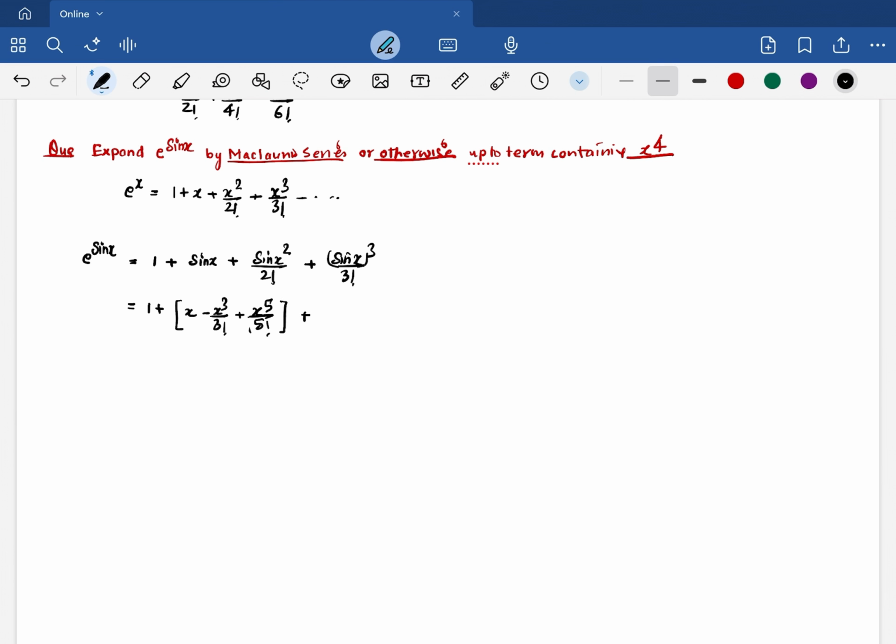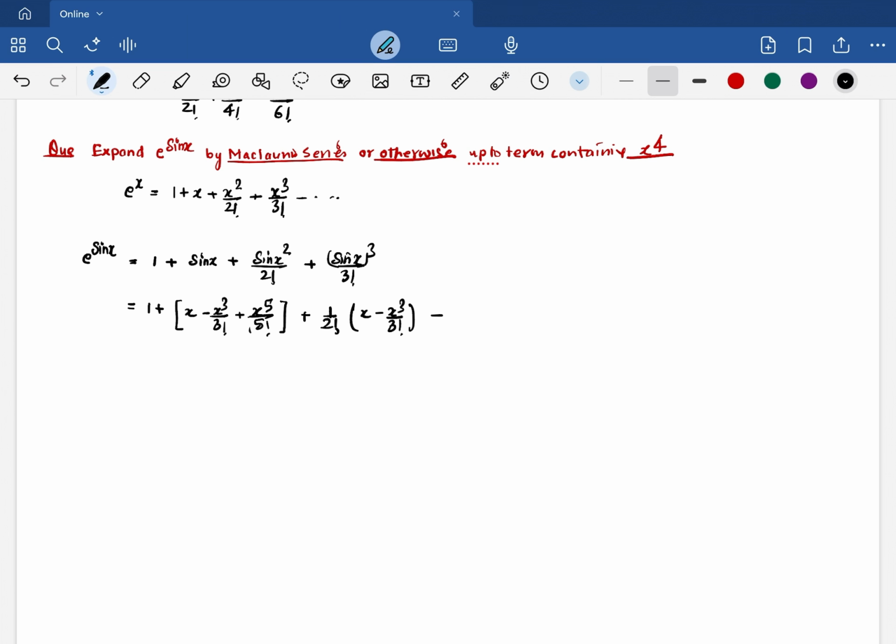Okay, again 1 upon 2 factorial, take it as common, and can we say x minus x cube upon 3 factorial. We are not writing the x to the power 5 term because the squaring of this will be x to the power 10. We are only interested up to the term of x to the power 4.